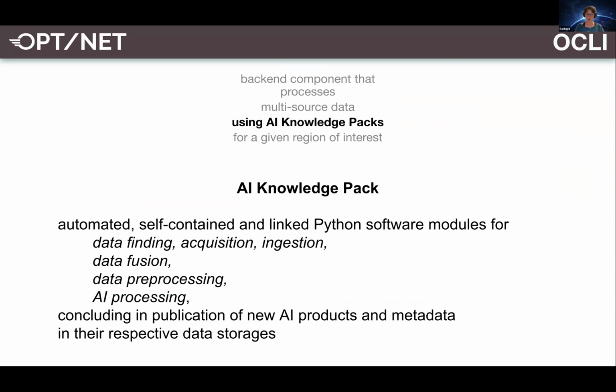The AI knowledge packs, which I've mentioned a couple of times, I want to demystify a little bit now. So what they are: automated, self-contained, and linked Python software modules that perform data finding, acquisition, ingestion, data fusion, data pre-processing, AI processing, and it all concludes in the publication of the newly formed AI product and its respective metadata in their respective data storages.